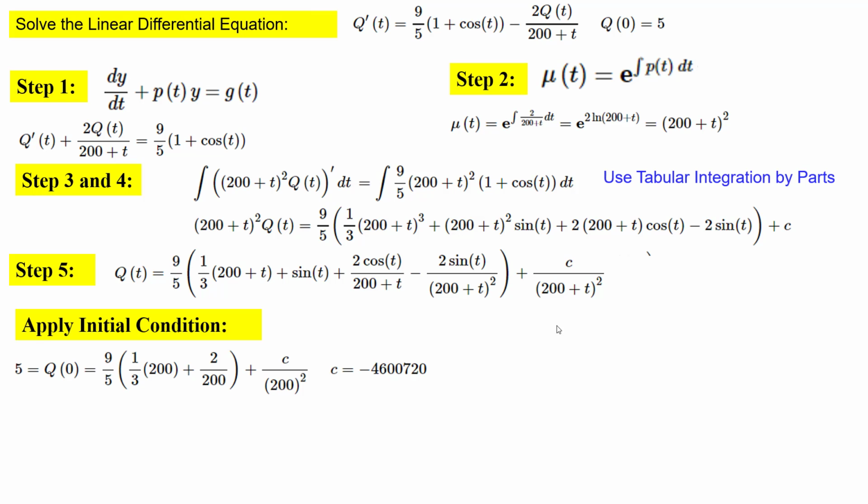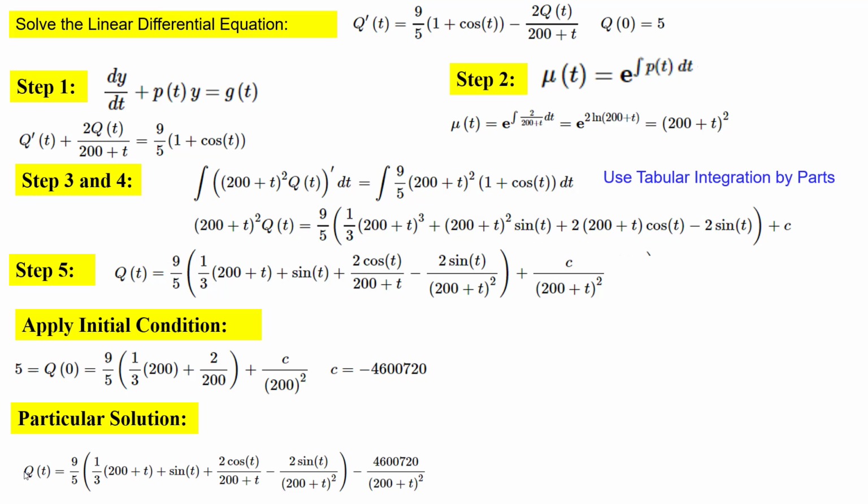5 equals q of 0. I mean, are we getting a break here? Nope. C is negative 4,600,720. Okay, so here's our particular solution.